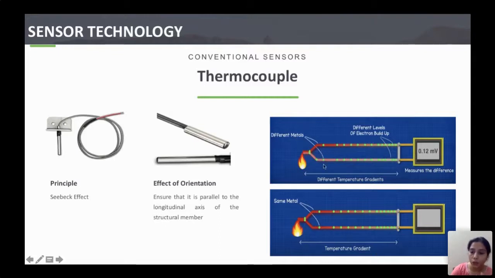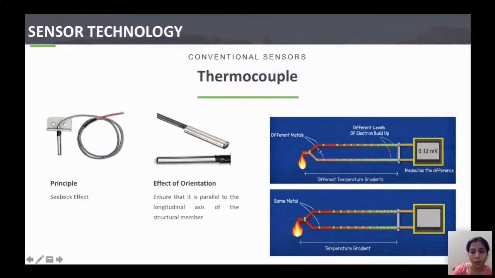Since these are two different metals, there is a tendency that the speed of the electrons moving towards the colder end will vary depending upon the conductivity of the two metals, right? Since the electrons which are reaching the colder end are different, there will be a voltage difference across this end. That voltage difference is calibrated to measure the temperature.